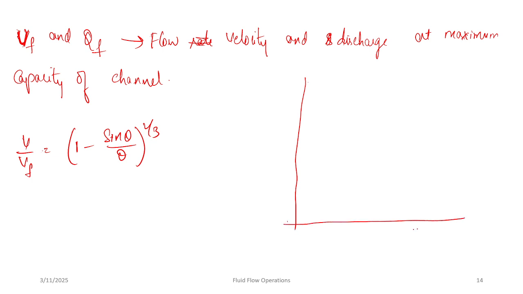we also have a graph for theta. Okay. So if you increase the theta, how would Q by Q full and V by V full vary? Okay. So the graph looks something like this. So let's say this is 0.5 and this is 1.